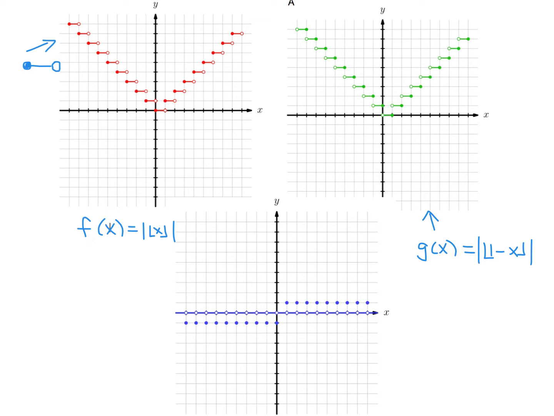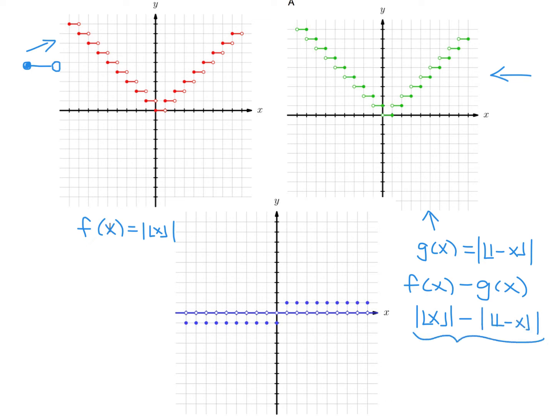And in a very similar way, that has kind of a similar look to it. Then what you have to do is you have to subtract them. So remember, it was f at x minus g at x. So it would be absolute value of bracket x minus absolute value of bracket 1 minus x. That's the graph that is represented here.